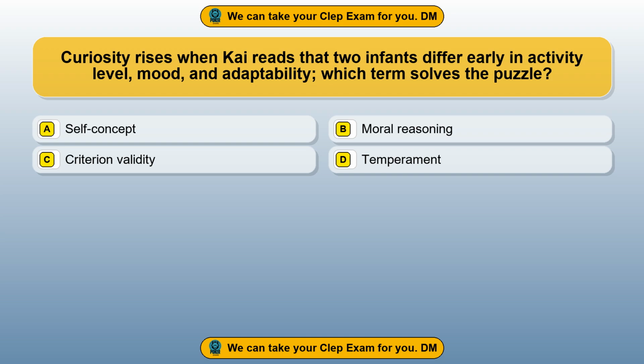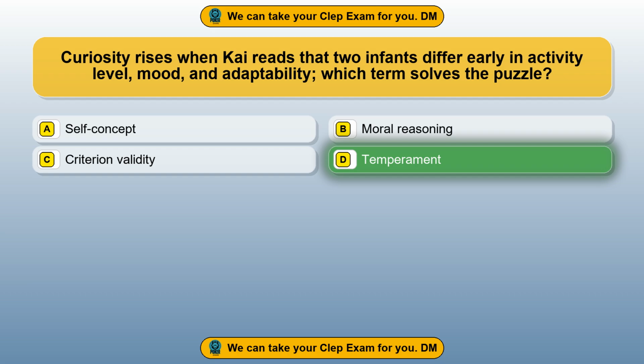Question 85. Curiosity rises when Kai reads that two infants differ early in activity level, mood, and adaptability. Which term solves the puzzle? Option A, self-concept. Option B, moral reasoning. Option C, criterion validity. Option D, temperament. The correct answer is option D, temperament.